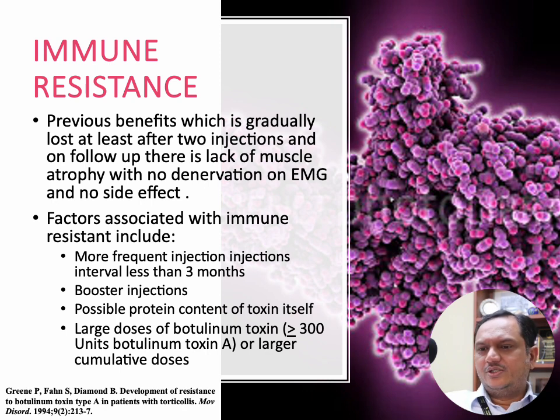So more than 300 units of botulinum toxin dose at a given injection session, or over time as their larger cumulative dose, someone who's getting it for 5 years or 6 years, regularly every 3 months, has now gotten thousands of toxin units over time, may be a risk factor for developing immune resistance. So it's not very common. I would say it's less than 1%, so less than 1 in 100 patients.